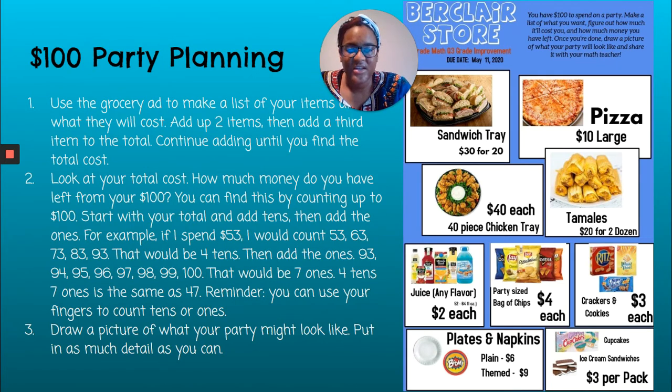So if we have 7 ones and 4 tens, that's the same as 47. They can write this down and show their work for how they get to it. They can draw quick tens and ones. They can draw circles if they want until they figure out how much money they spent and how much money they have left. The third part is draw a picture of what your party might look like. Put as much detail as you would like into that picture.